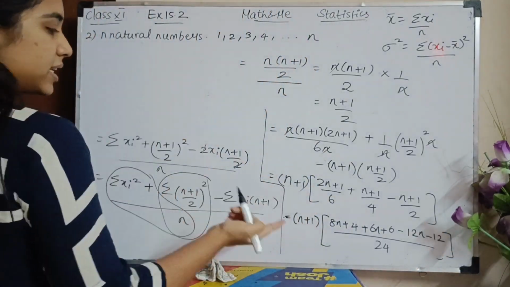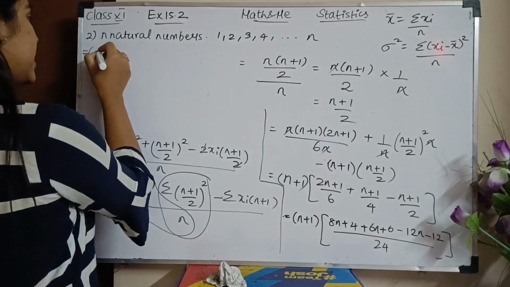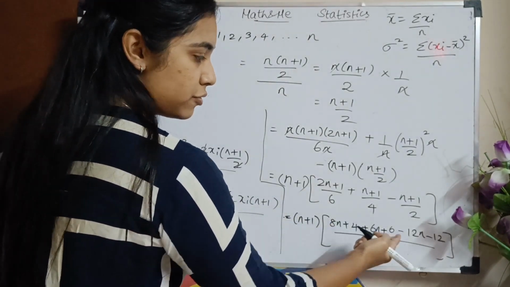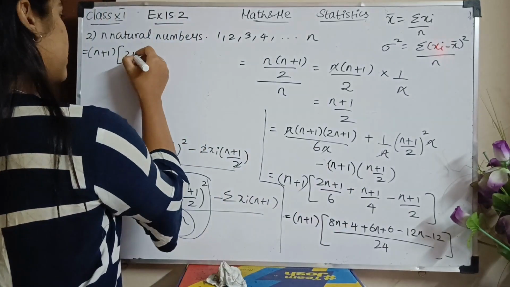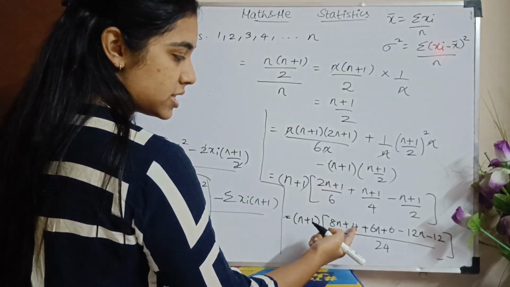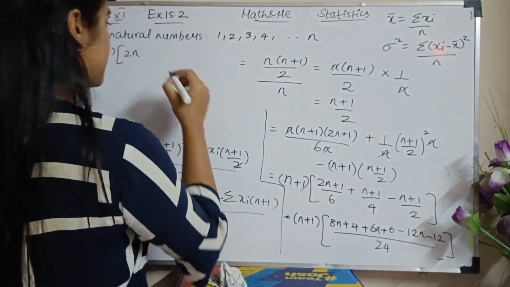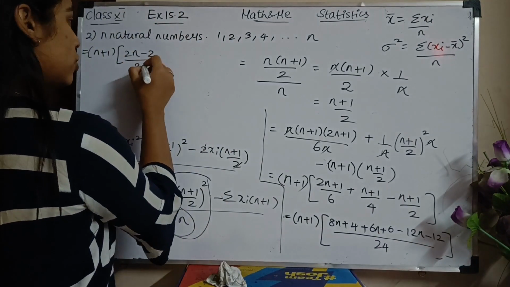Okay. So in that I'll write it here. Have n plus 1 times inside the bracket 8n plus 6n, 14n. 14 minus 12 is 2. So I'll have 2n. What are the constants? 4 plus 6 is 10. 10 minus 12 is minus 2. So 2n minus 2, the whole divided by 24.